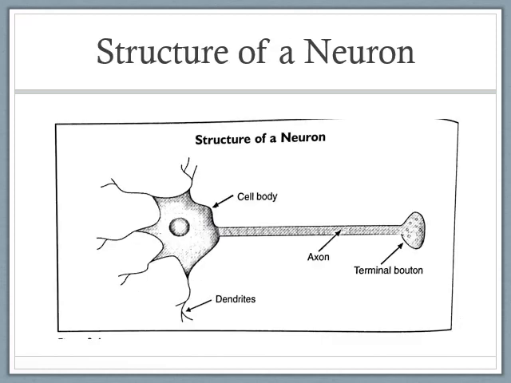This is just a very basic illustration, found within your textbook, of the structure of a neuron. It shows you the cell body, the axon, the terminal bouton, and then the dendrites. And down here, these little circles that you can see within the terminal bouton are the vesicles that hold the neurotransmitters.